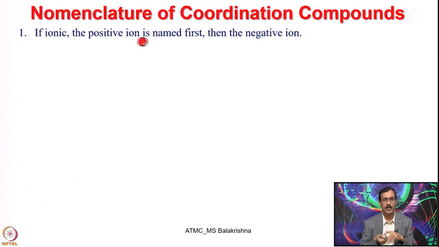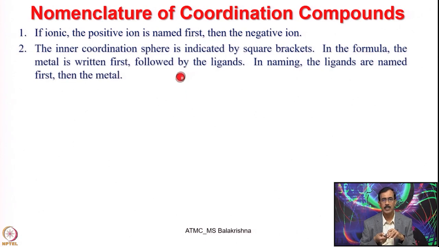If the complex is ionic, the positive ion is named first, then the negative ion. The inner coordination sphere is indicated by square brackets. While writing the formula, the metal is written first, followed by the ligands. It does not matter whether you write the ligands in alphabetical order or not, but the metal should be written first in the square bracket, followed by the ligands. In naming, the ligands are named first, then the metal.